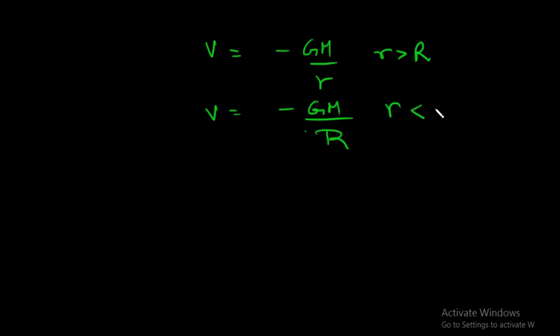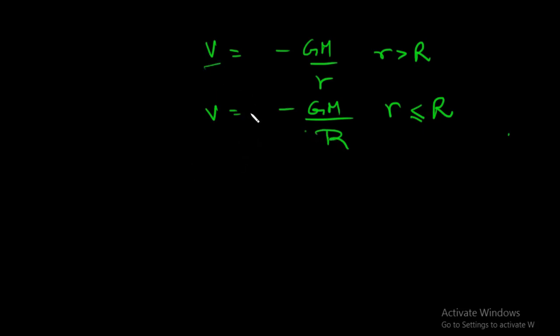Alright, so we had V equal to minus Gm by small r. This was when r was greater than capital R, where capital R is the radius. And we had V equal to minus Gm by capital R. This was the case when r was smaller than the radius. Now, this can also be equal to, because the point mass was taken from the spherical shell only. So, this can be equal to also.